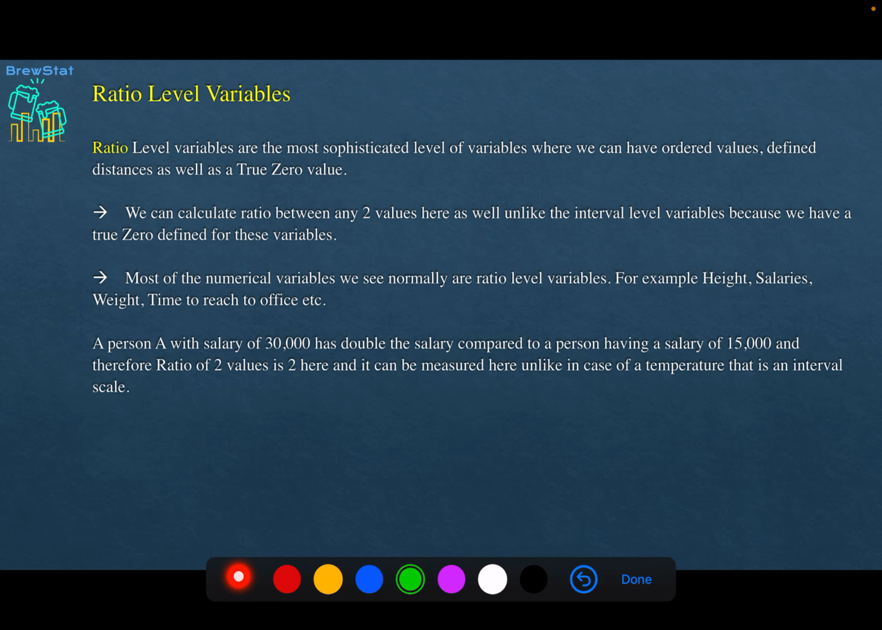So for example, let us say a person A with a salary of 30,000 has double the salary compared to a person having a salary of 15,000. So we can easily say that the salary here is double, which we were not able to say in case of an interval level variable.